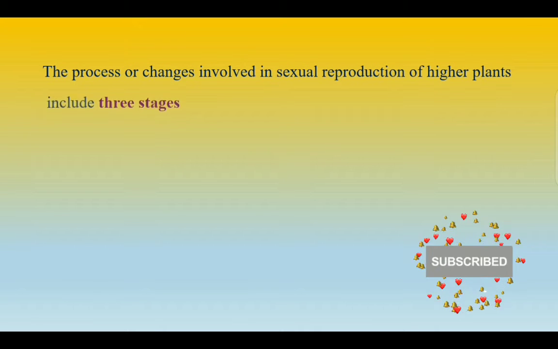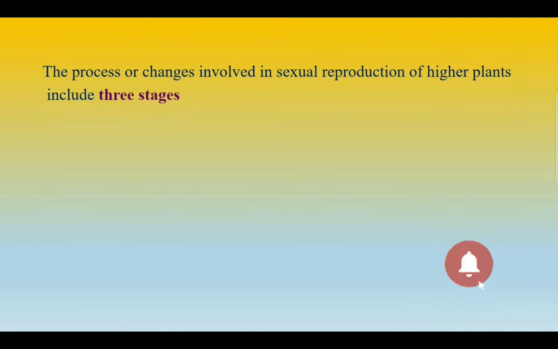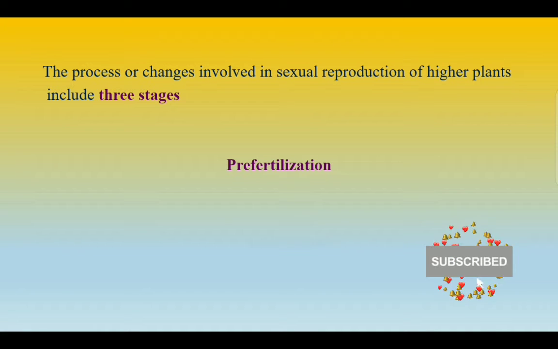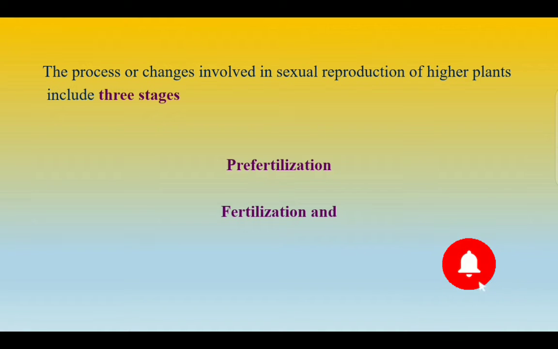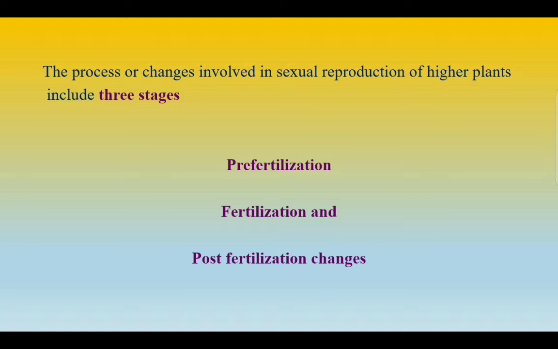The process or changes involved in sexual reproduction of higher plants include three important stages. What are they? Pre-fertilization, fertilization, and post-fertilization changes. So the three stages are pre-fertilization, fertilization, and post-fertilization changes.